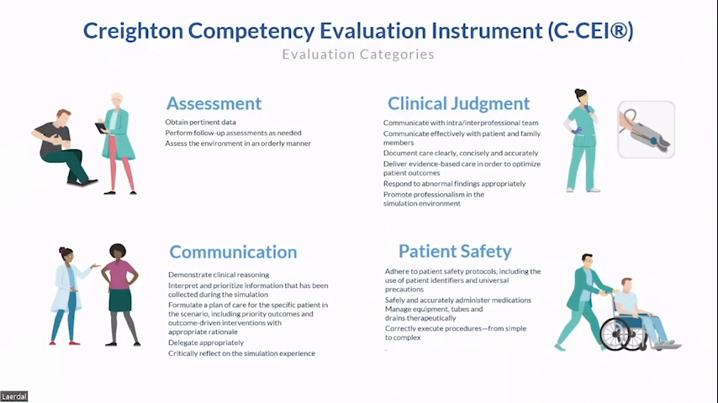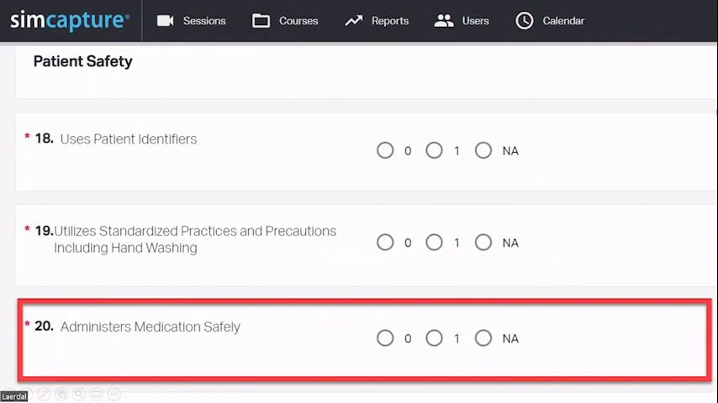And what we found in terms of the implementation is you have to be really thoughtful about how you're going to operationalize these items. So for example, you have an item where administers medication safely, but then you really need to think about, well, what does that mean in the context of the particular simulation that you're going to use this Creighton for? So if you have multiple faculty that might be running or debriefing that simulation, you need to have a shared mental model of what it is that you're looking for. So you need to make sure that you operationalize it.